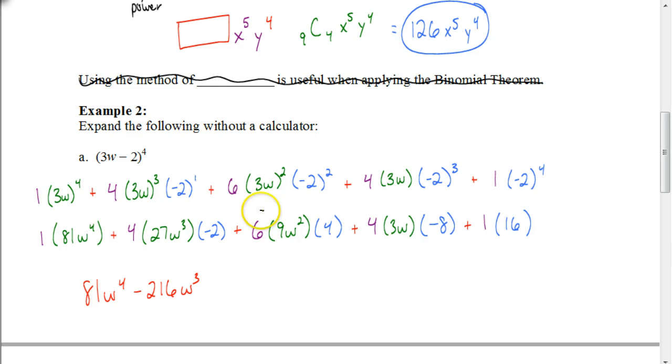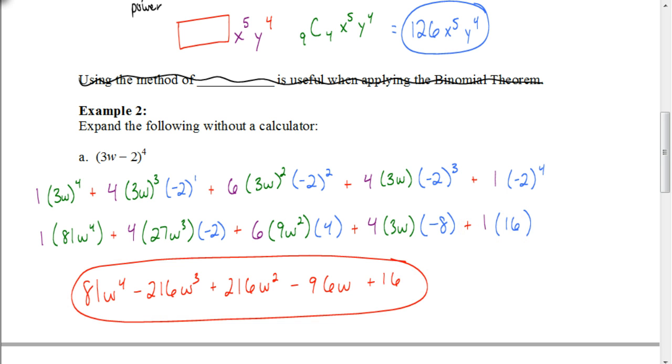For the next one, we're going to take 6 times 9 times 4. And when you do that, you get 216 again times w squared. For the next term, we're going to take the 4 times the 3 times the negative 8, which gives us negative 96 w. And lastly, 1 times 16 is just 16. So this would be your final answer. Even though that seemed like a long process, it's not a hard process. It's just a longer one. And it's a lot easier than taking 3w minus 2 times itself 4 times.